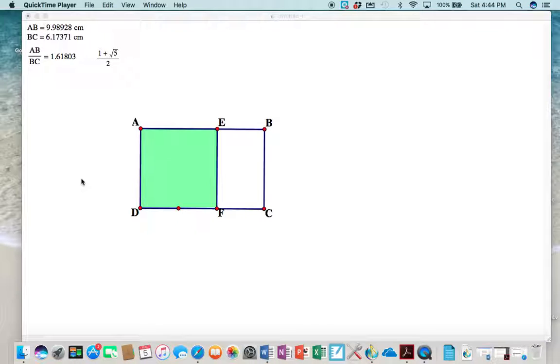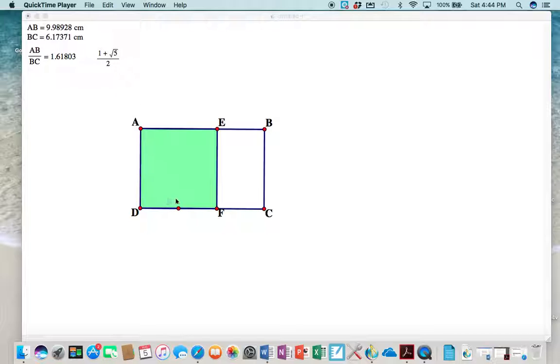So I'm going to use the golden rectangle that I created in the last video to touch on something else. So we have our golden ratio right here, but there's another way to think about it, to represent it, and it's this expression right here, 1 plus the square root of 5 divided by 2. And I just want to show you how one would arrive at this.